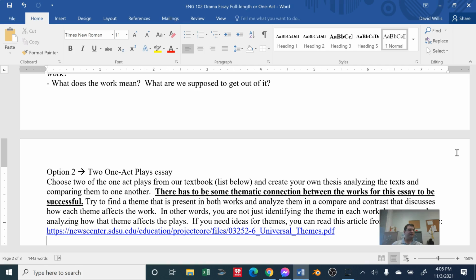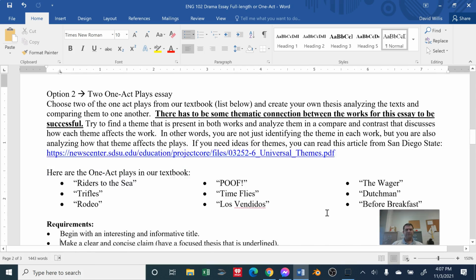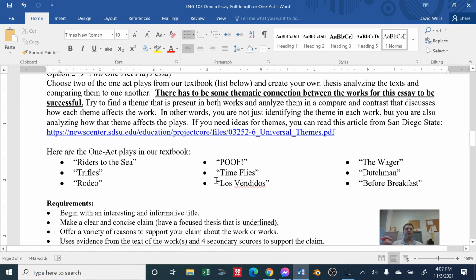For example, you might take something like Before Breakfast and Trifles. How are husband-wife relationships portrayed in each of these 2 plays? That's a theme that connects the 2 works together. But if you need help finding a theme, and this goes for the full-length plays as well, go ahead and follow this link and you should find the help you need. Okay, here are the one-act plays in our textbook, and like I said, you can also use The Bear if you want to.